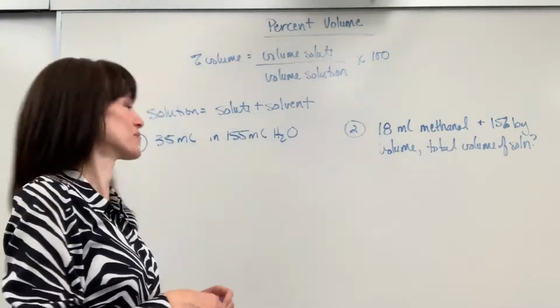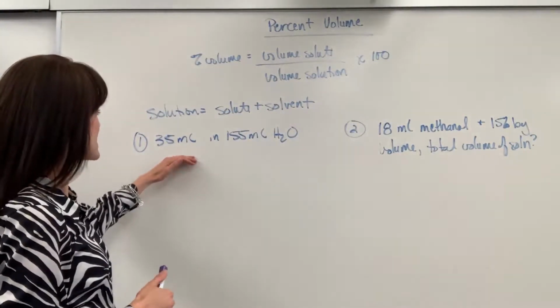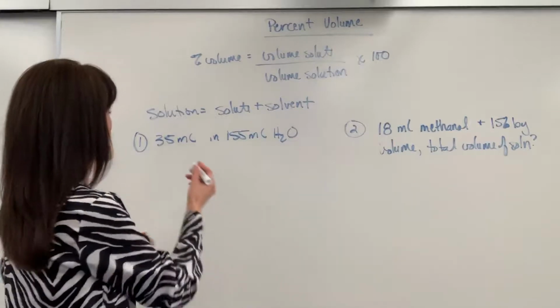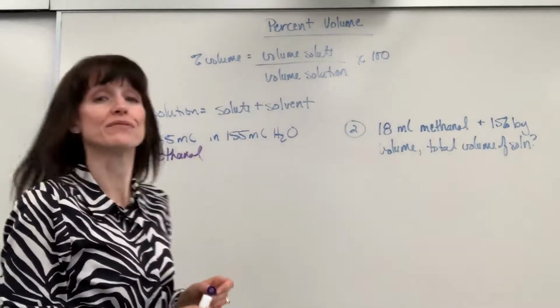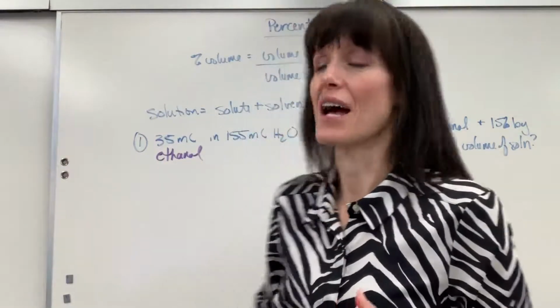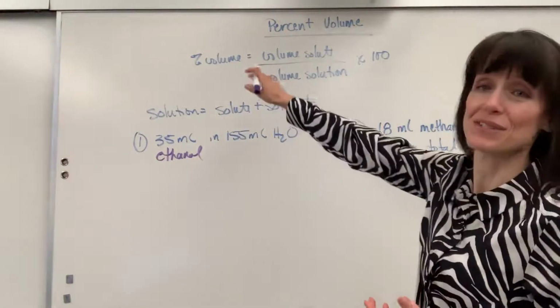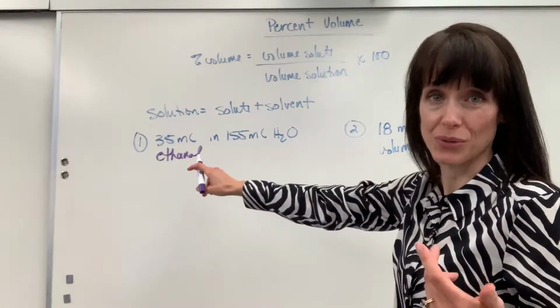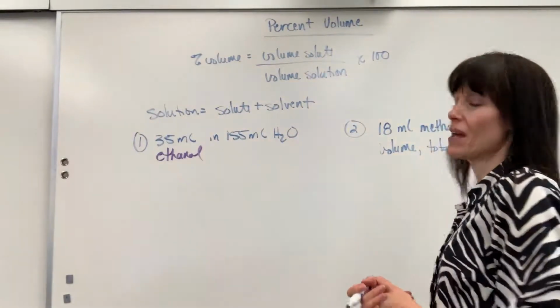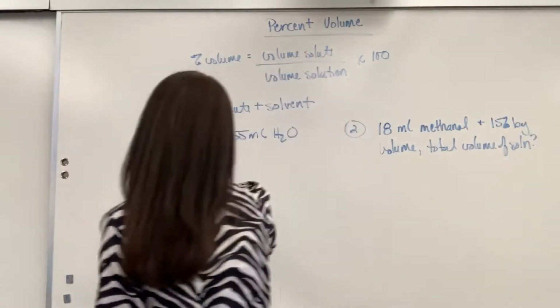So I have two examples for you here. Our first one is, let's say that we have 35 mils of ethanol, and we are going to dissolve that in 155 mils of water. And I want to know what is the percent volume of the ethanol, so it's always going to be for the solute, in this solution. So let's go ahead and begin our formula.